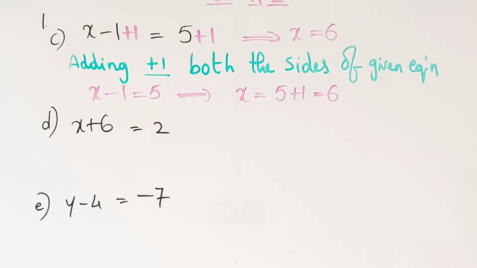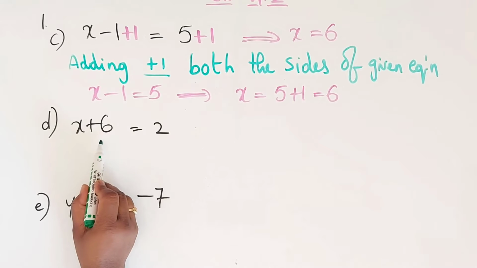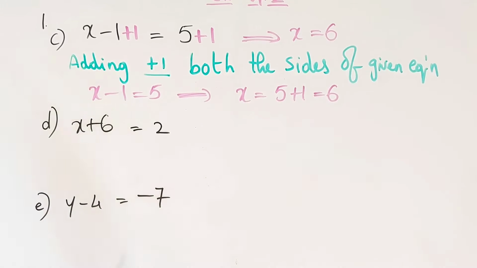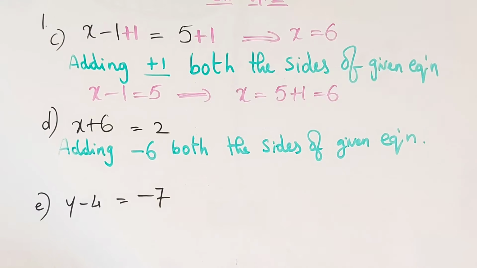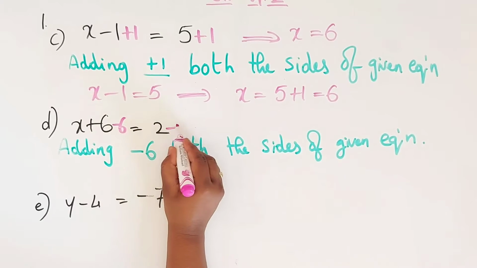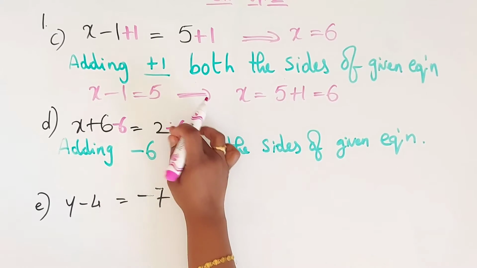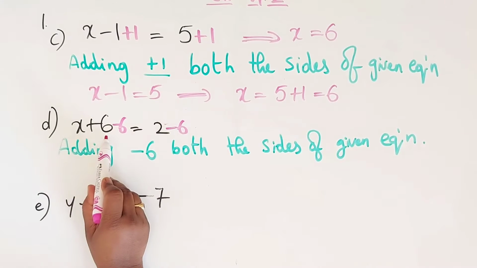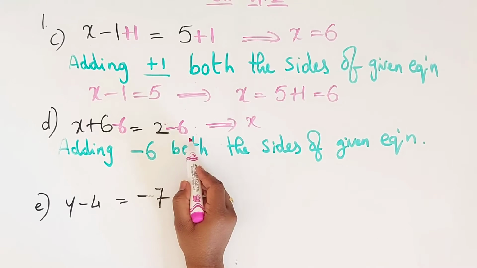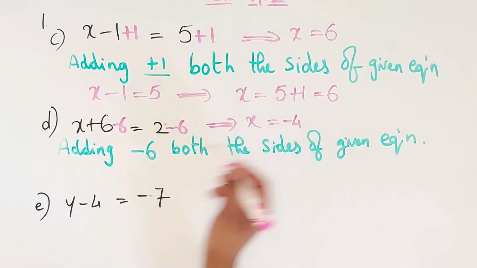Question D, x plus 6 equal to 2. Here we have to add negative 6 both the sides, children, because with variable x we have plus 6 here. So we have to add minus 6 both the sides. Now we are adding negative 6 on left hand side and right hand side also. Right, children? So x plus 6 minus 6. Plus 6 minus 6 is 0. Therefore x equal to 2 minus 6, minus 4.